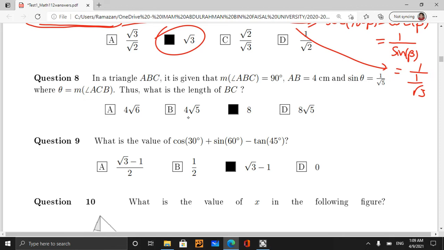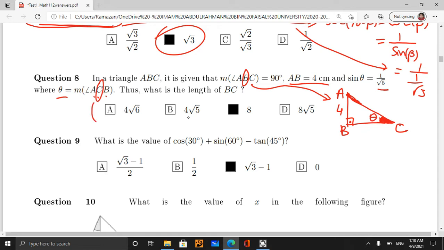Now let's try to solve this one. In a triangle ABC, it is given that the angle ABC is 90 degrees. So if we try to make the triangle, let this be our triangle here. B is 90 degrees, so you have to put B as 90 degrees. Now AB is 4 centimeters, so A will be here or here. So let's pick one of them. Okay, let this be A, then this will be C. And this is 4 centimeters. And then sine theta is equal to 1 over square root 5. But what is theta? Theta is the angle ACB. So you look at the middle one here, it will be theta here. Theta is this.